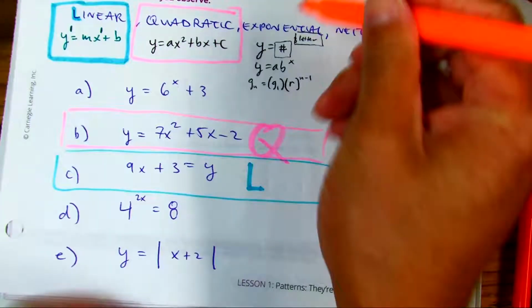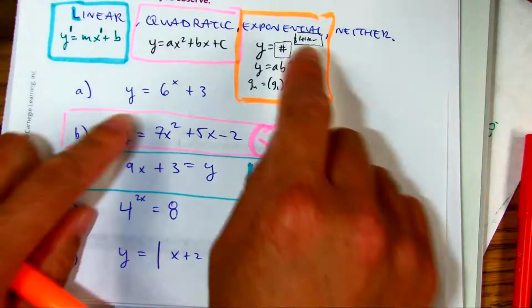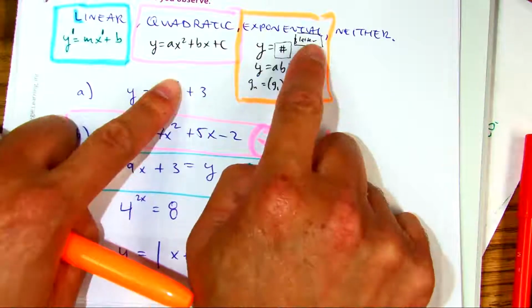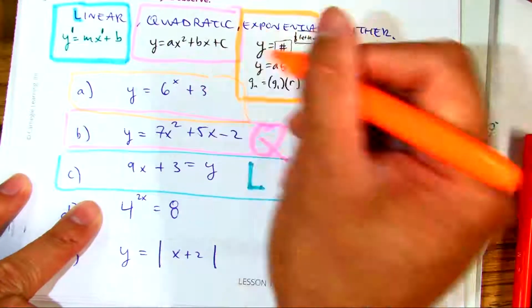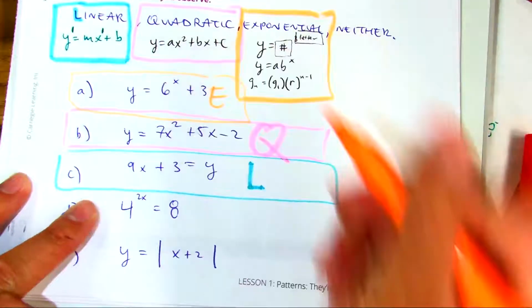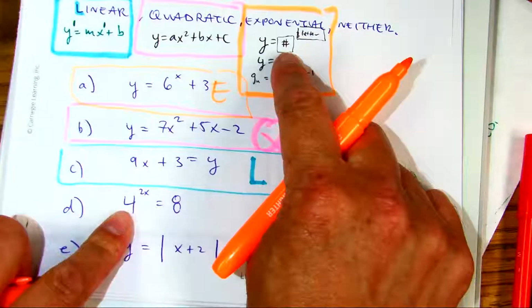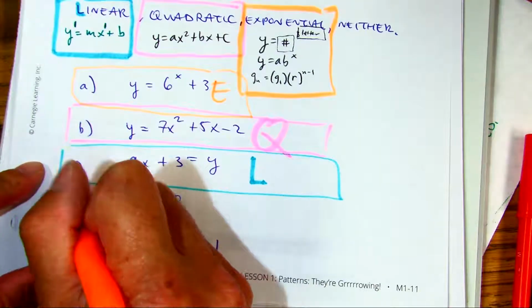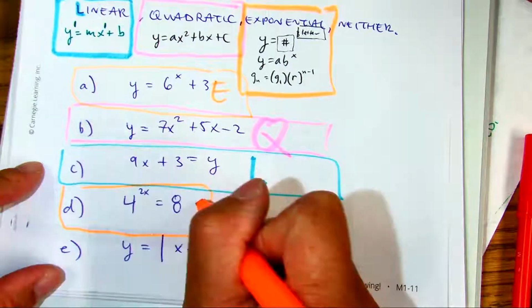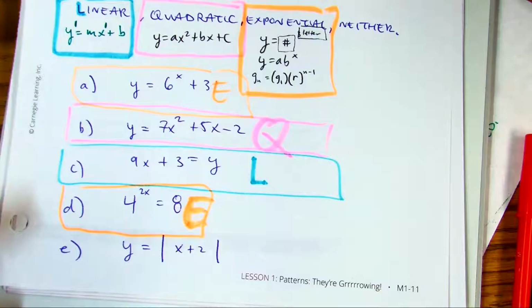Okay, so that's how you know it's exponential, by just looking at the equation. For example, in A, you have a number and then a letter, so this one is exponential. E for exponential. This one too has a number as its base. You have a letter up there, so this would be exponential. Whoops. E. That's an E.